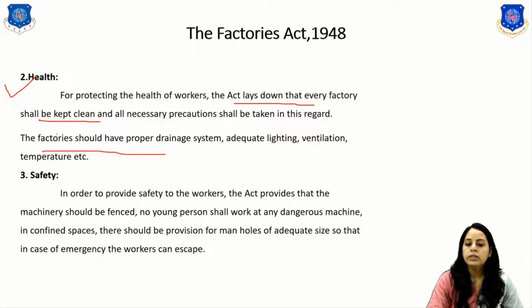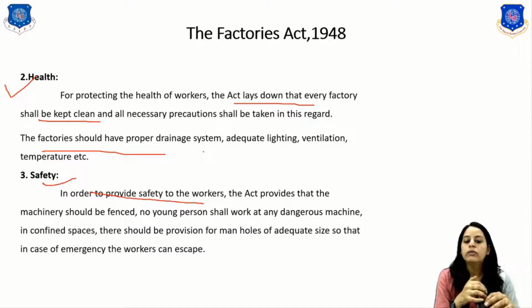Now the third one is safety. In order to provide safety to the workers, the Act provides that the machinery should be fenced. No young person shall work at any dangerous machine. In confined spaces, there should be provision for manholes of adequate size so that in case of an emergency, the workers can escape.